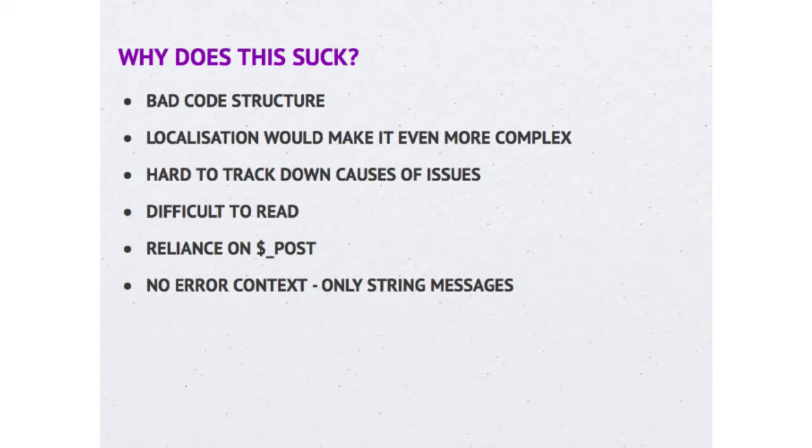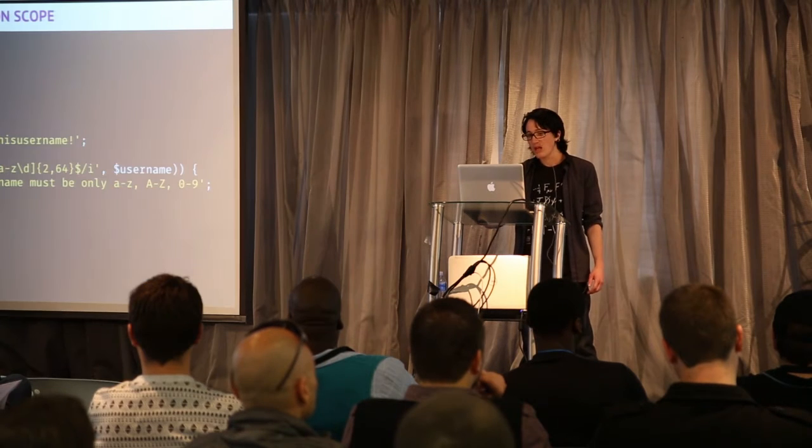So, bad code structure. Right, this is not a very easy way to read this code or to structure it and to maintain. Localization, how on earth would you, if Jan is going to be using your site and it's in Canadian French, how are you going to give error messages for that? It's just going to make your code so much more complicated. What else is there? Hard to track down the cause of issues, difficult to read, reliance on post, the list goes on and on and on.